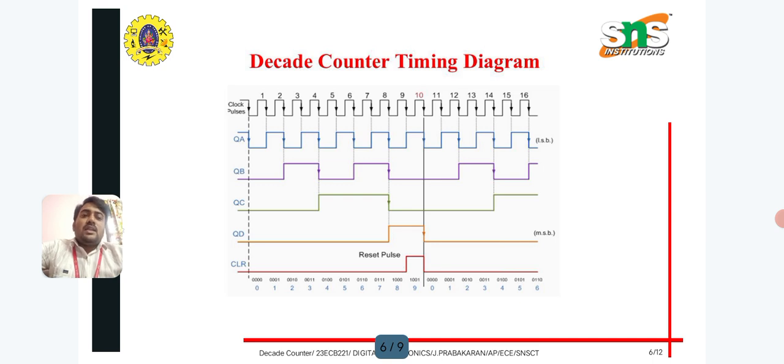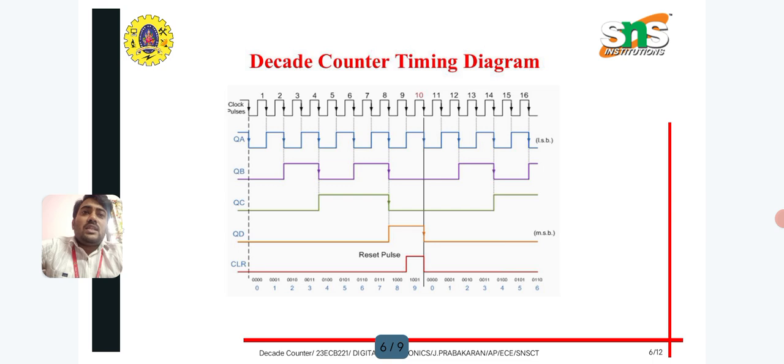The output signals QA, QB, QC, QD are the binary outputs of the counter, representing the count in binary form. Q0, that means QA, toggles with every clock pulse. Q1 toggles with every 2 clock pulses. Q2 toggles every 4 clock pulses. Q3 toggles every 8 clock pulses.